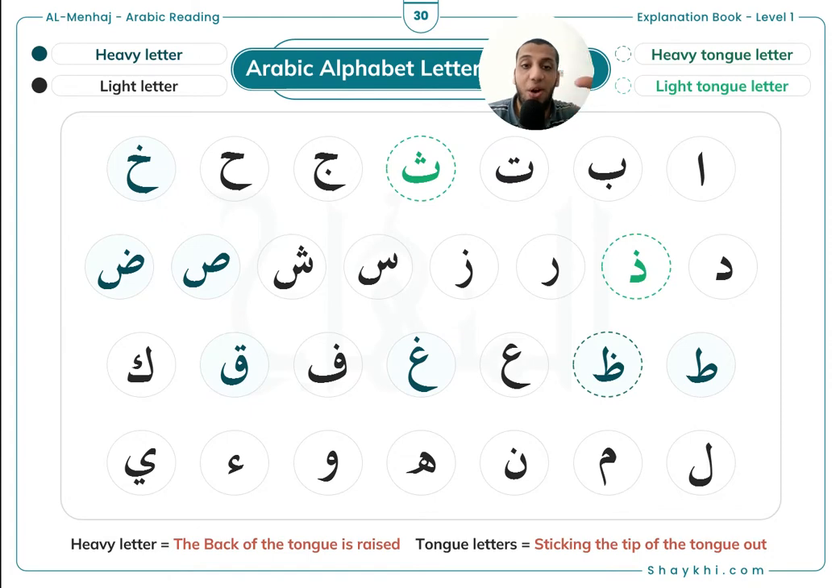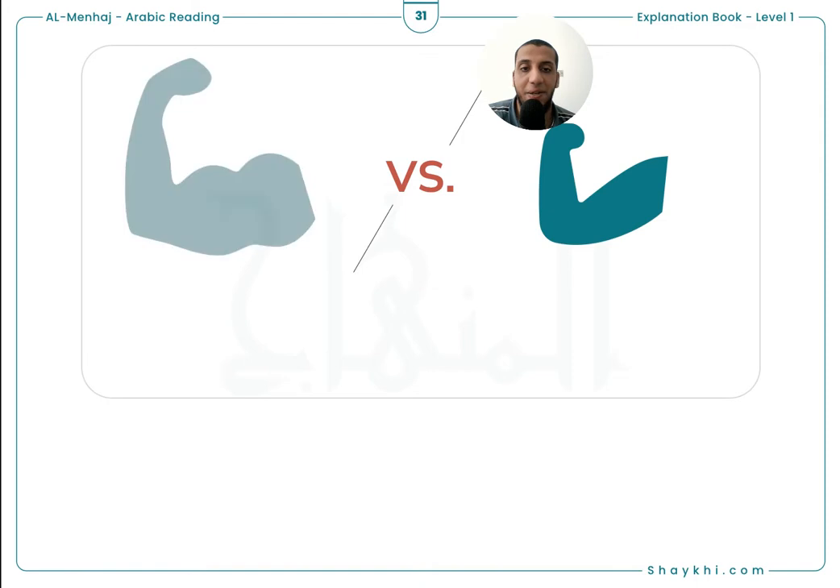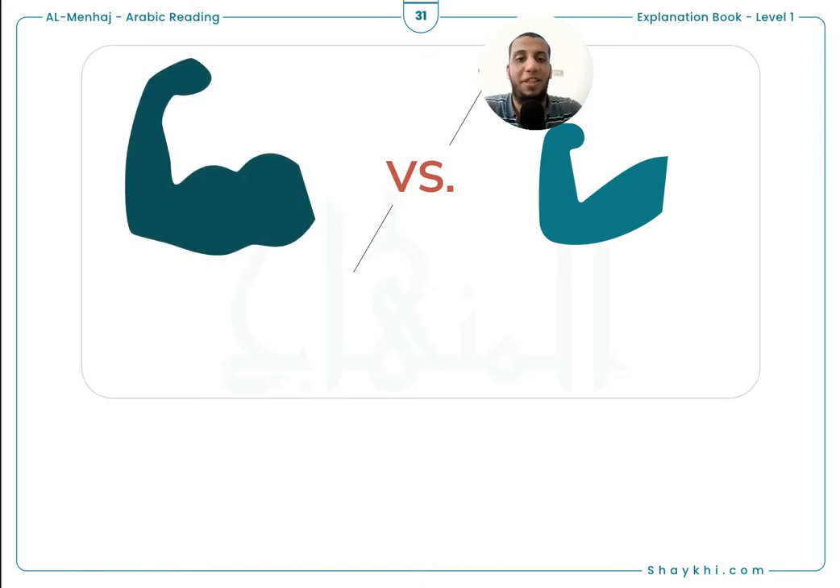So these are all the Arabic letters that we want to classify today. So I want now to show you this, okay? One that has muscles and the other one doesn't. So can you guess what these two images indicate? Okay, I'm waiting for you to think about this.